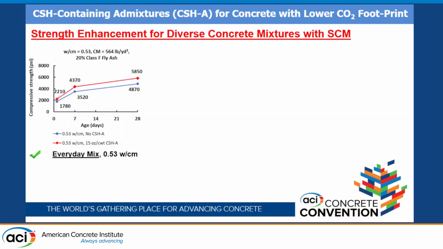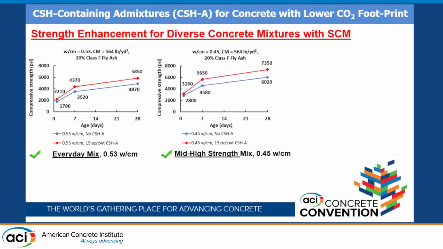Okay. So I want to show here that the admixtures can increase strength for diverse concrete mixtures with supplementary materials. In this case, the everyday mix with water cement ratio 0.53, you can see that the increase of strength at 28 days is about 1,000 psi. Also, it increased at 1 day and 7 days. Or for the case of mid-strength mix, when we have water cement ratio 0.45, again, at 28 days we get almost 1,400 psi increase, also significantly at 7 days and 1 day.